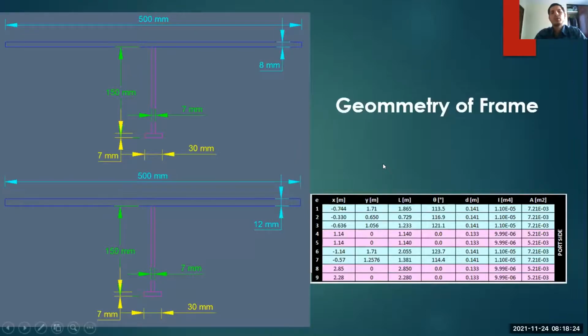The geometry was simply calculated from the dimensions of the beams we had. The only difference was the plate around it, and the shell plating was 12 millimeters, and 8 millimeters in depth. This is the data we used.